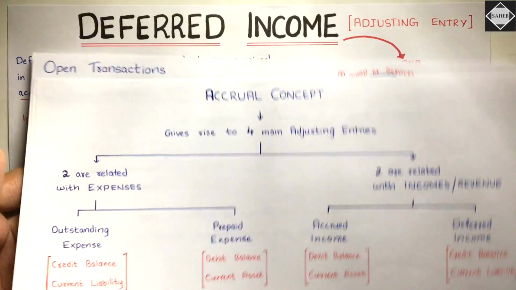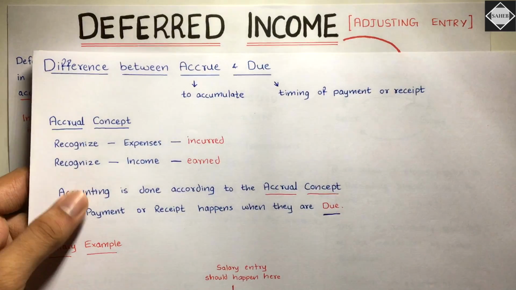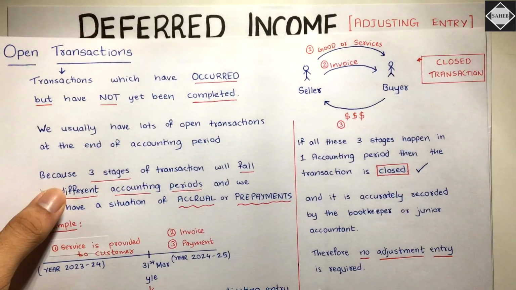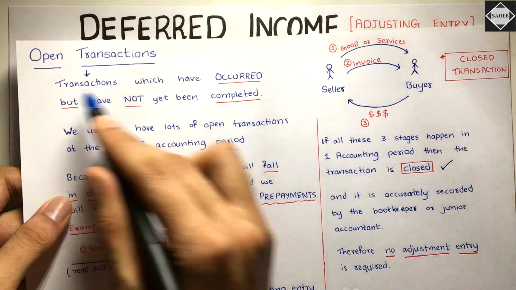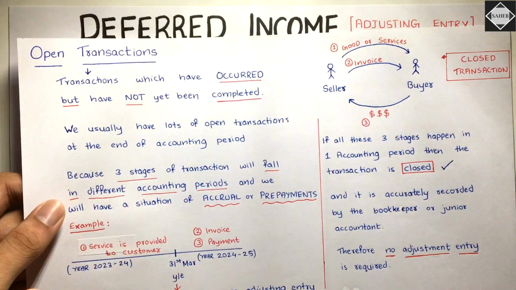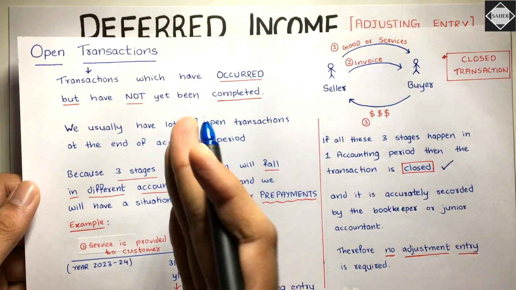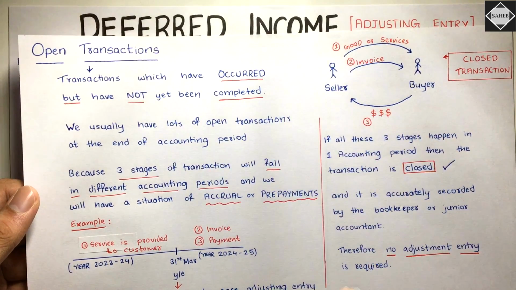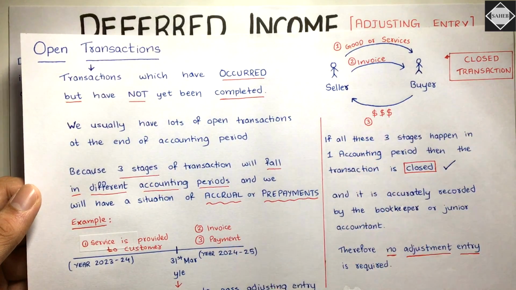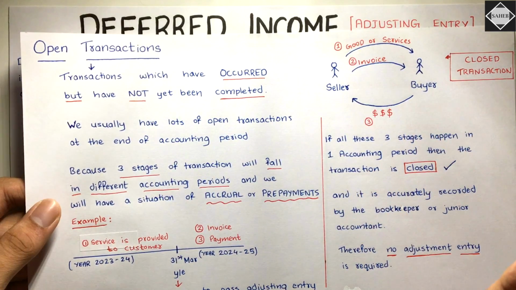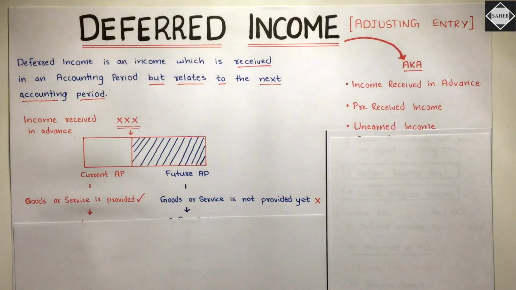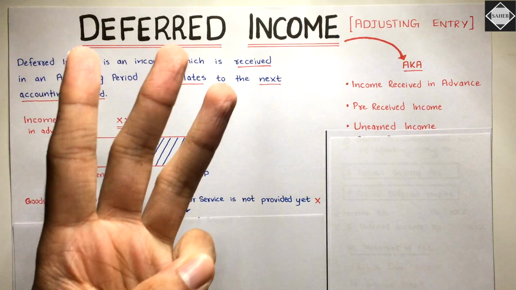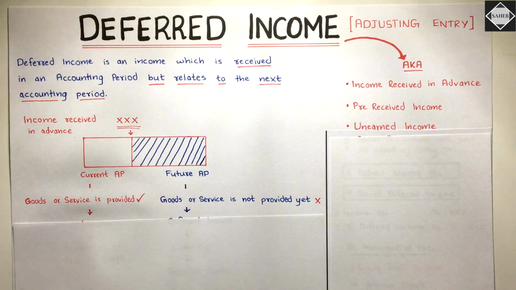And then what did we do after this? We understood the difference between the 2 accounting terms, accrue and due, by taking a small example. Then in the outstanding expense video we discussed open transactions, the transactions which have occurred but are not yet completed in the same accounting period. They will be completed in the next accounting period, and because of this open transaction, 99% of the time we will have an accrual or prepayment and will have to pass the adjusting entry and the reversing entry in the next period. So we discussed this. In the second video we had outstanding expense, in the third video prepaid expense, in the fourth video accrued income. Now this is the 5th video of this adjusting entry series.